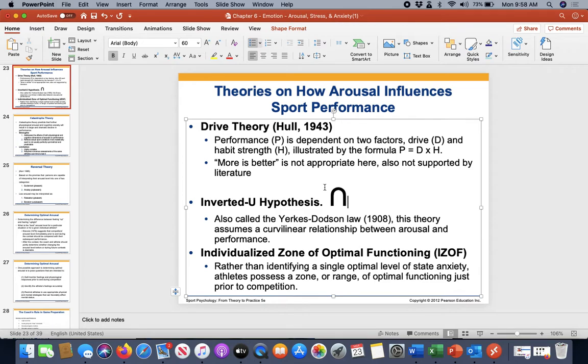If you get over more to the right and you start to drop down on that inverted U, what we're saying is that you're becoming overly aroused, and that's declining performance. You have declined performance when you don't have enough arousal, and you'll have declined performance when you have too much arousal.